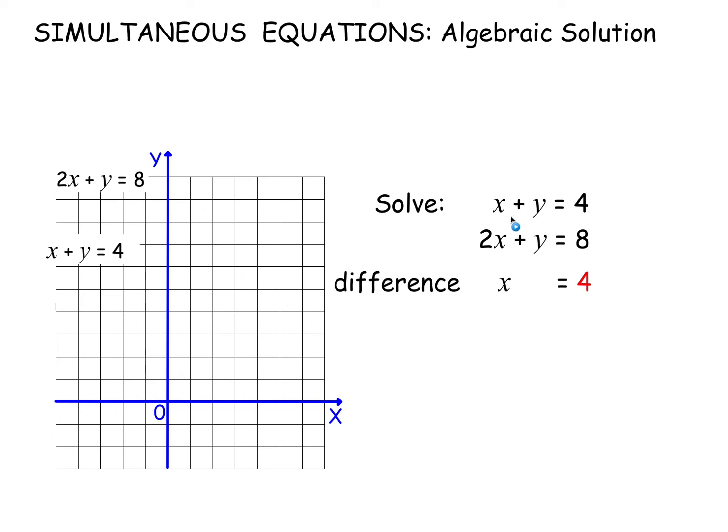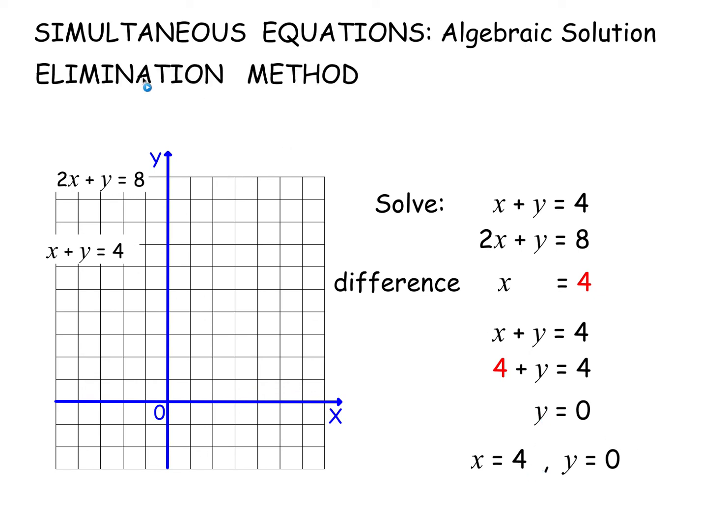Now we know what x is, we simply put it into the first equation, but it wouldn't matter which equation, the first equation just looks easiest. Make x 4, and there y is 0. So that's the solution. Because there's been an elimination, this is called the elimination method. We've eliminated the y's here by a subtraction.